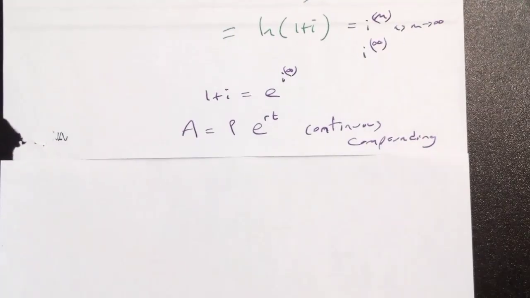Questions? A lot of this is just to standardize the notation we're going to use. If you look at the ACTEX formula sheet that I put on our Canvas page, you'll see that i with the superscript m and the i^(infinity) are both in there.